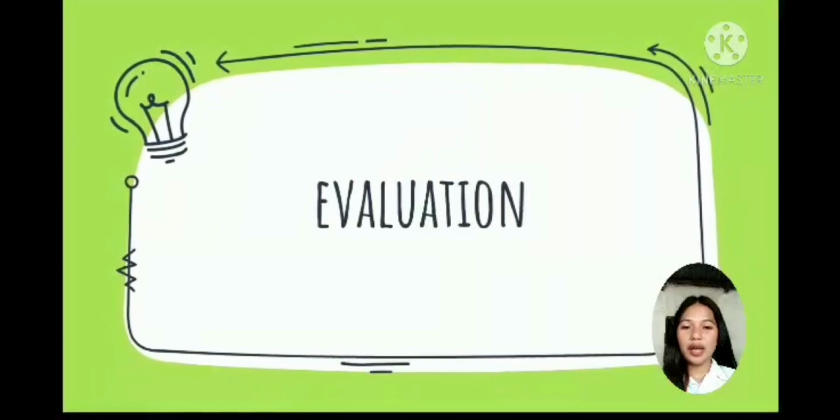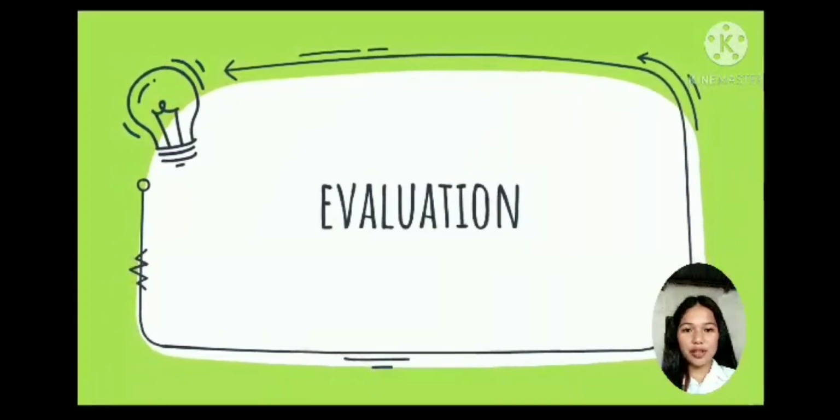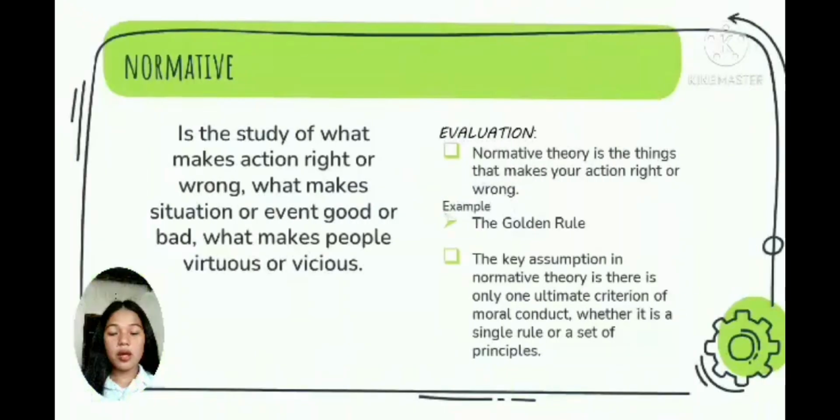Evaluation about normative theory and deontology, which is under normative theory. Normative theory is the study of the things that make your action right or wrong. The golden rule, which is do unto others as you would have them do unto you, is the classic example of normative theory that establishes a single principle against which we judge all actions. Other normative theories focus on a set of foundational principles or a set of good character traits. The key assumption in normative theory is that there is only one ultimate criterion of moral conduct, whether it is a single rule or a set of principles.